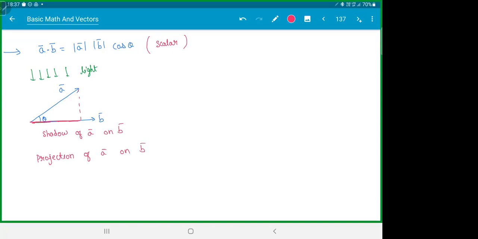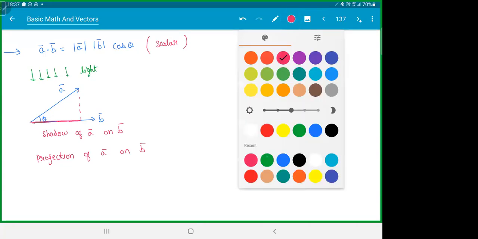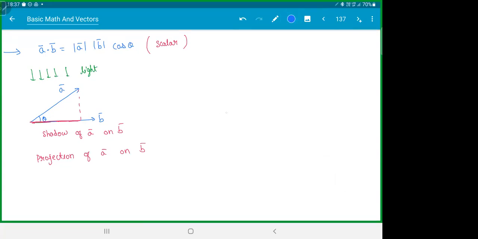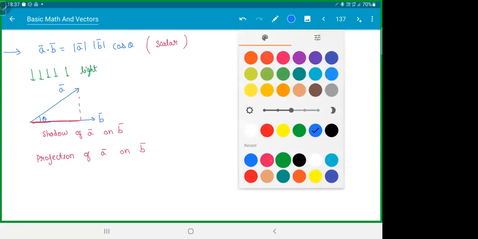You're getting it? If you shine light from the top, you can try this at home, if you take something and keep a rod like this, and the bulb is here, you will observe the shadow will be like this, right? A horizontal line. So we call this thing a horizontal projection.